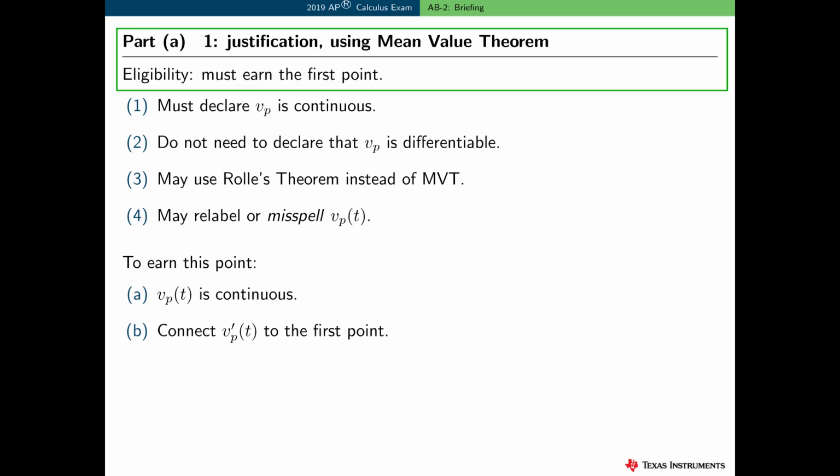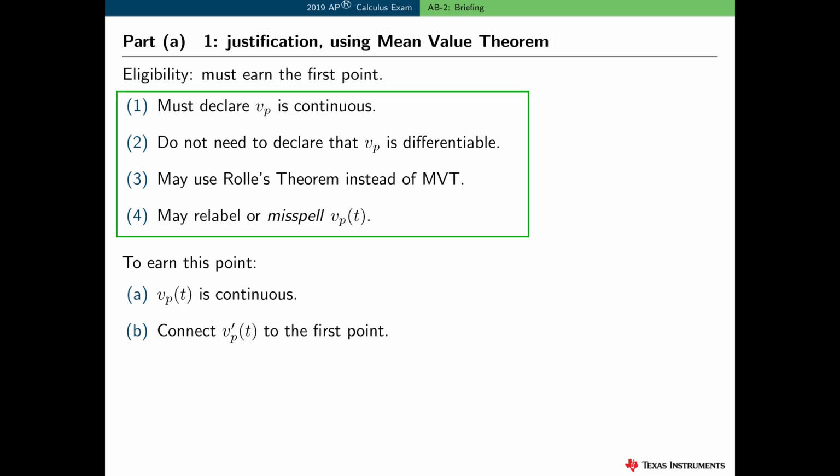The second point in Part A was earned for a correct justification using the mean value theorem. And there was an eligibility criteria here. The student must earn the first point. To earn the second point, the student response must explicitly declare that v sub p is continuous. But the student does not need to state that v sub p is differentiable.